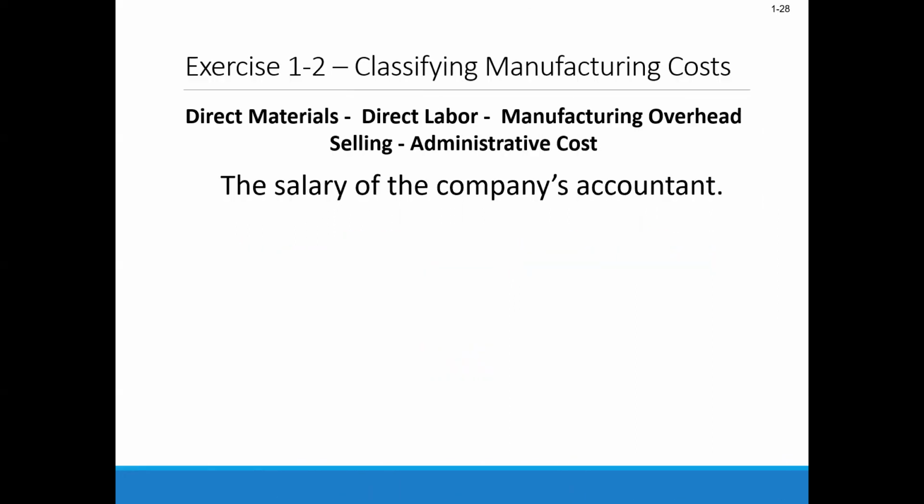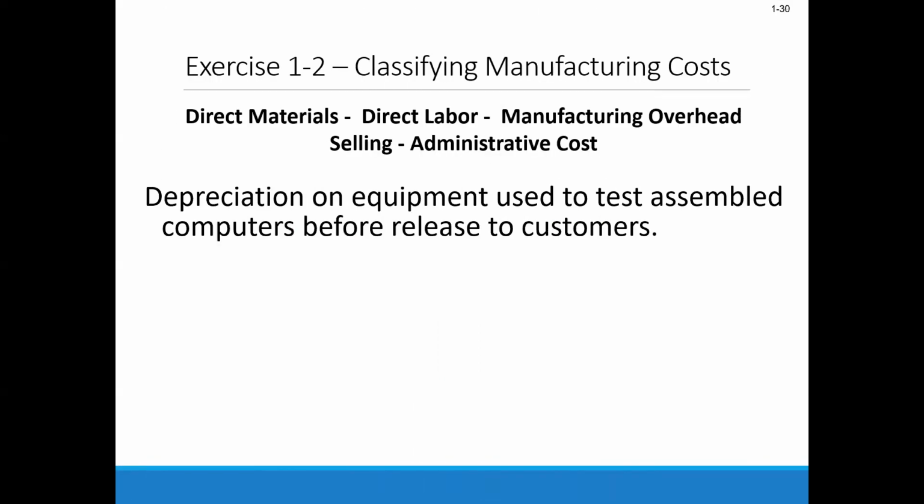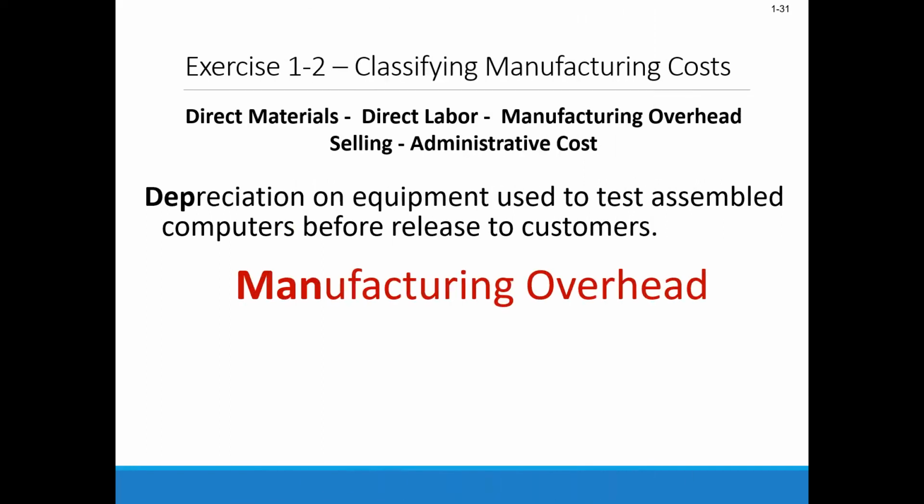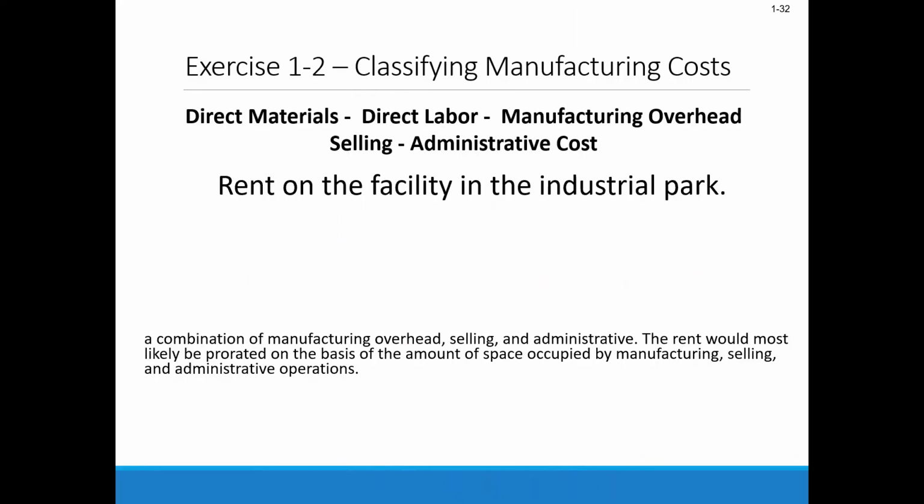The salary of the company's accountant. Administrative. Depreciation on equipment used to test assembled computers before release to customers. Overhead, manufacturing overhead. Rent on the facility in the industrial park.